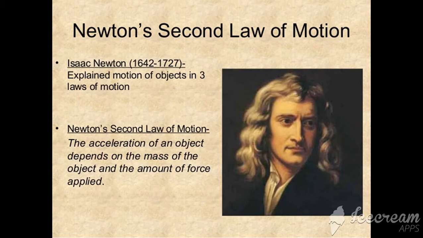We have already covered the first law of motion, that was the law of inertia also, that a body stays at rest or in motion until and unless an external force is applied on it. Now Newton's second law of motion is that the acceleration of an object depends on the mass of the object and the amount of force applied. So if you are applying a force on an object, the acceleration that would be produced in it would depend on its mass. The next figure will clear you on this topic.